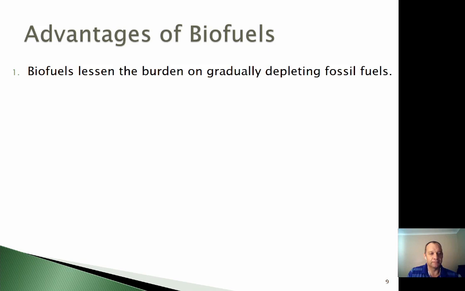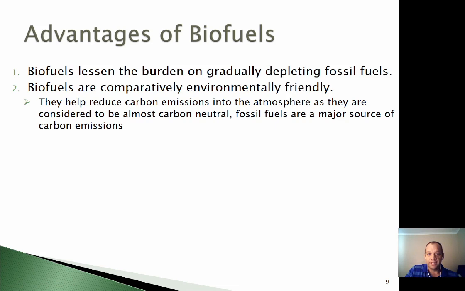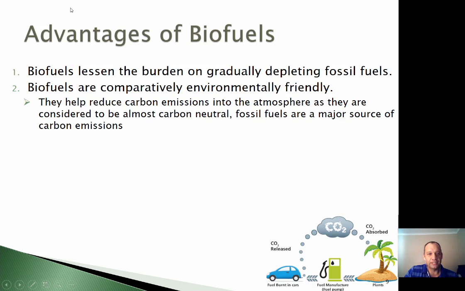Biofuels lessen the burden on our gradually depleting fossil fuels. They are comparatively environmentally friendly. They help reduce carbon emissions into the atmosphere, as they are considered to be almost carbon neutral. So the carbon that is fixated into plants is used to produce a fuel, which is then burnt by cars, putting that carbon dioxide back in the air. It's not a 100% closed carbon cycle, but at least there's far less emissions than with fossil fuels.